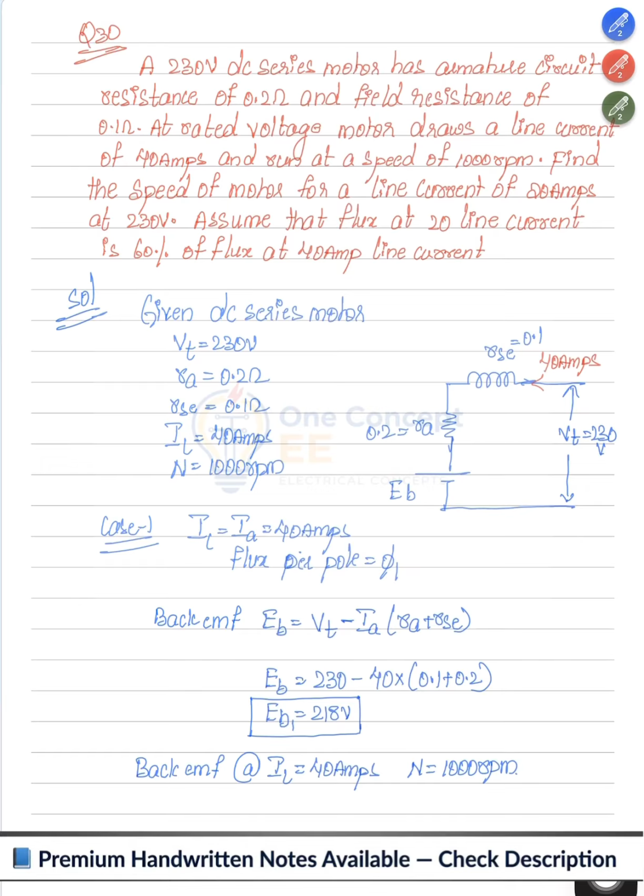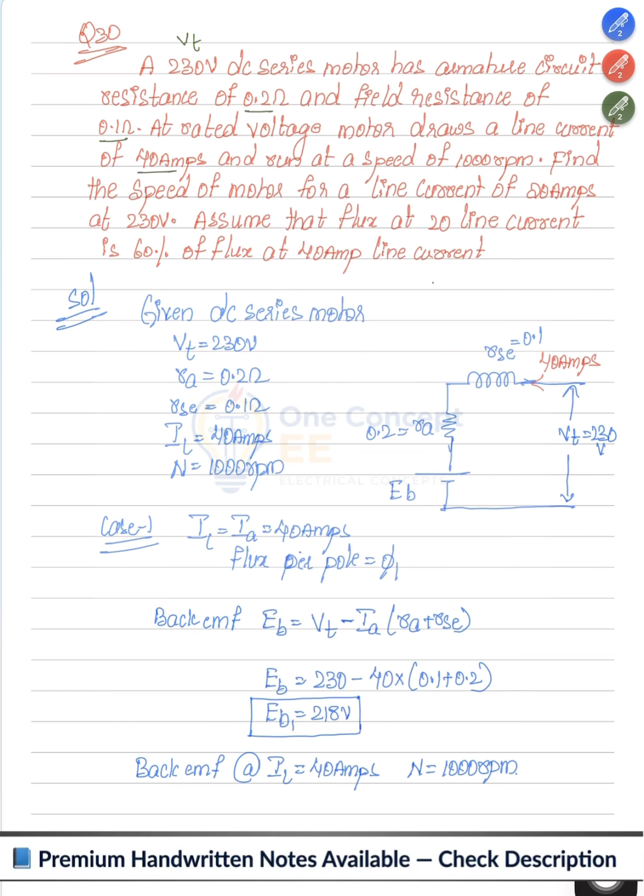This is one of the DC motor questions. Let's solve this question. Here it is given a 230 volt DC series motor, meaning it is given a terminal voltage of 230 volts. It has an armature resistance of 0.25 ohm and field winding resistance of 0.1 ohm. At rated voltage, the motor draws a line current of 40 amps.